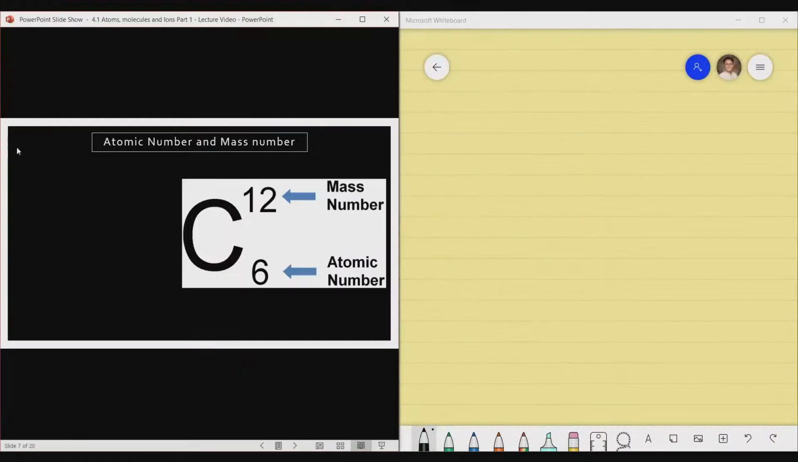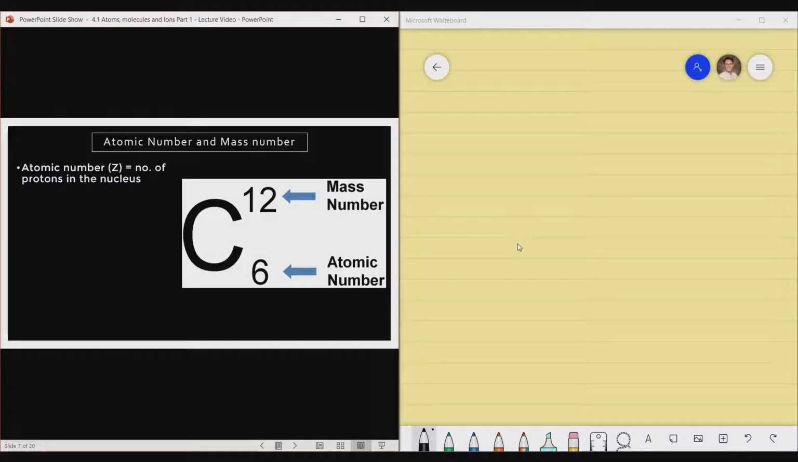Now, at this point, we'll be talking about atomic number and mass number. So let me explain the anatomy on how we identify the atomic number and mass number. So in this slide, you have here carbon. This is the symbol for carbon, letter C. And then on the superscript, this is mass number. The subscript 6, that represents atomic number. So atomic number is represented by Z.